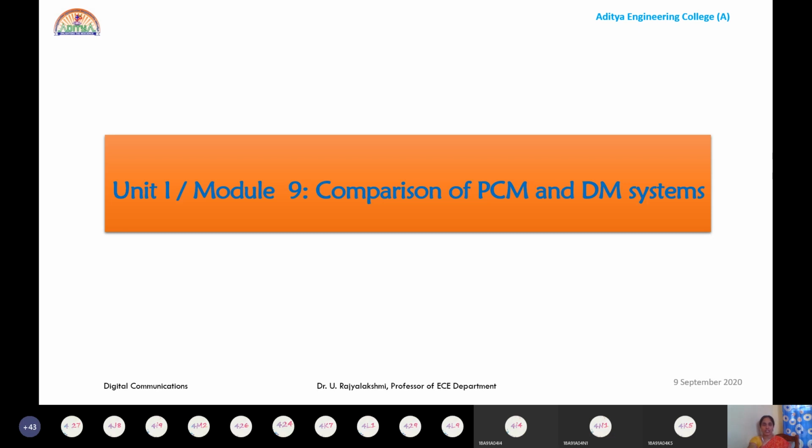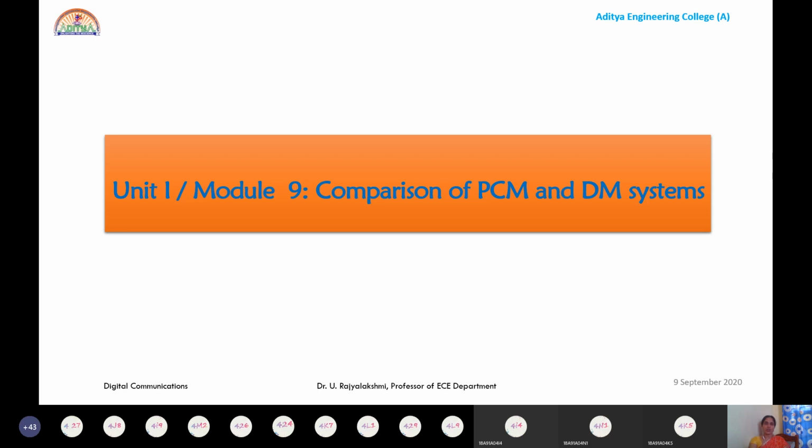When we have amplitude variations of x of t, there are two drawbacks in linear delta modulation that we will overcome using adaptive delta modulation. Now in this module 9, we can compare all the 4 types of pulse digital modulation techniques.